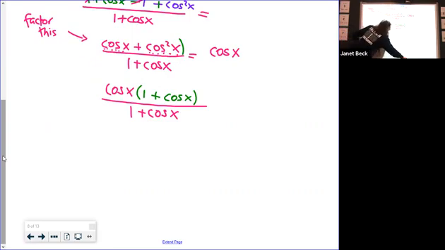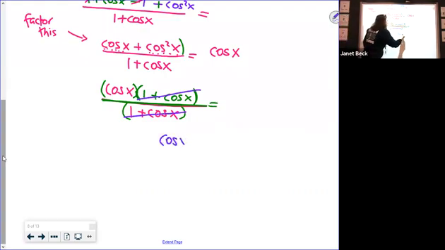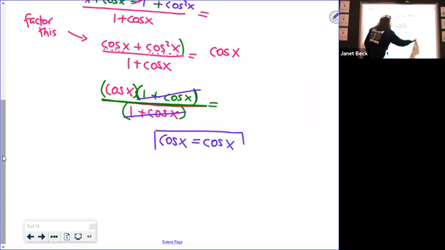Okay, and now because we've got this fully factored, there's multiplication, and the entire numerator has a factor of 1 plus cos x, and that's the same as the entire denominator. You can only cancel out the entire factor, not little bits of it. So that factor totally cancels that factor, and I'm left with cosine of x equals cosine of x. Okay, so we're done.